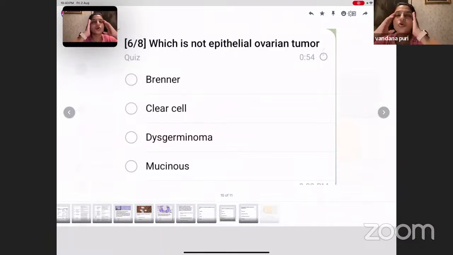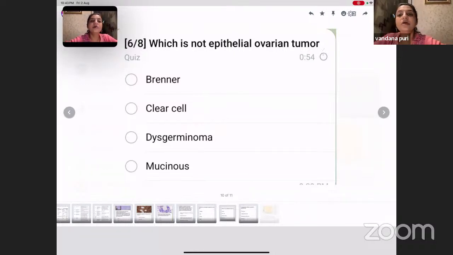Serous, remember, keep your female genital system in your mind. We have an endometrium, from which endometrioid and clear cell came, the fallopian tube, from which serous came, the cervix, from which mucinous came, and then the bladder is there, from which Brenners came. So these are epithelial. Remember, epithelial ovarian tumors are also positive for CA125. So CA125 is a tumor marker for your epithelial ovarian cancers.